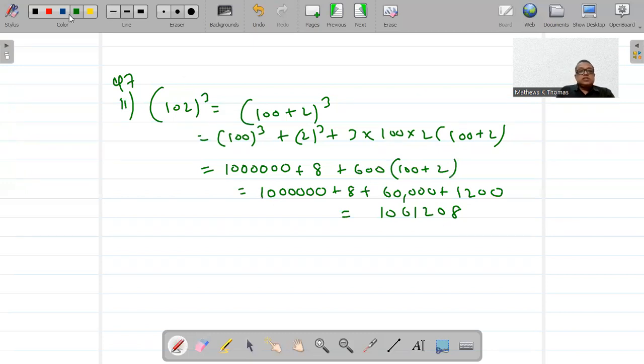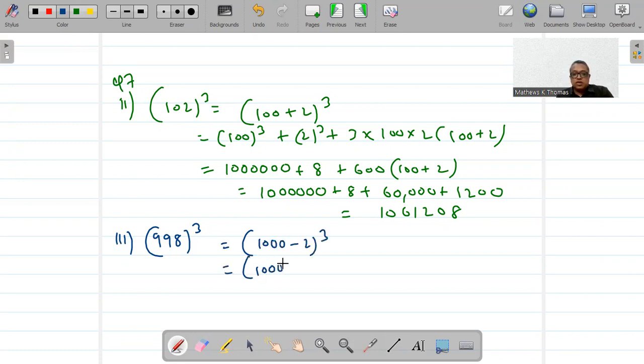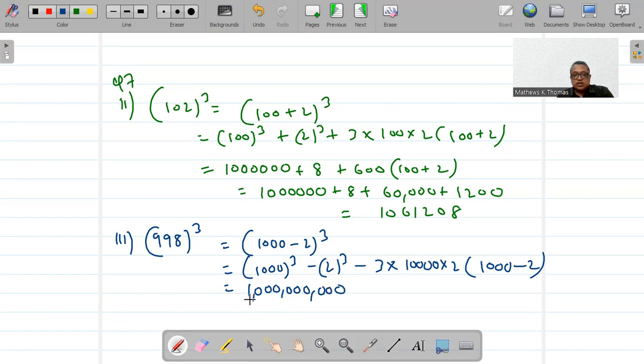Then the next one is 998³. That's slightly long, so let's try to do 998³. So I'm going to write 998 as (1000 - 2)³. So this is going to be 1000³ - 2³ - 3 into 1000 into 2 bracket 1000 minus 2, right? Now 1000 into 1000 into 1000, that will be 1 with 9 zeros: 1, 2, 3, 4, 5, 6, 7, 8, 9. I'm going to take 9 zeros.